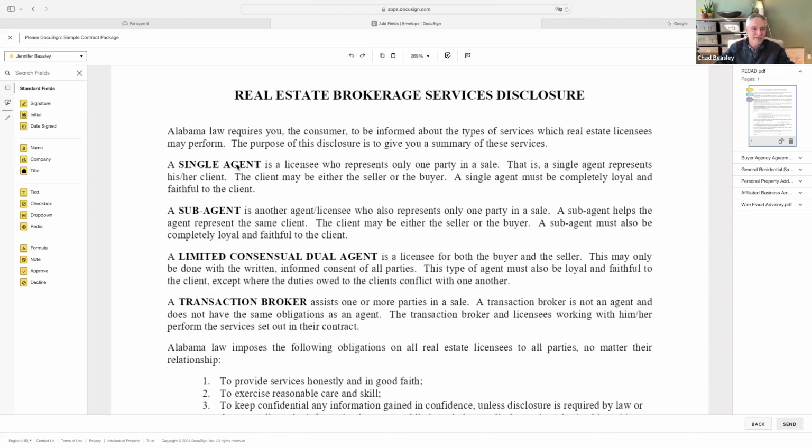So if you're the buyer's agent and you're representing your buyer and the house is listed with ARC Realty, well, EXP is representing the buyer, ARC is representing the seller. So it's a single agency situation where you're a single agent representing the buyer. The ARC Realty agent is a single agent representing the seller. And you can go through and read all this. I mean, it just says the single agent represents his or her client. Client can be buyer or seller. Single agent must be completely loyal and faithful to the client.